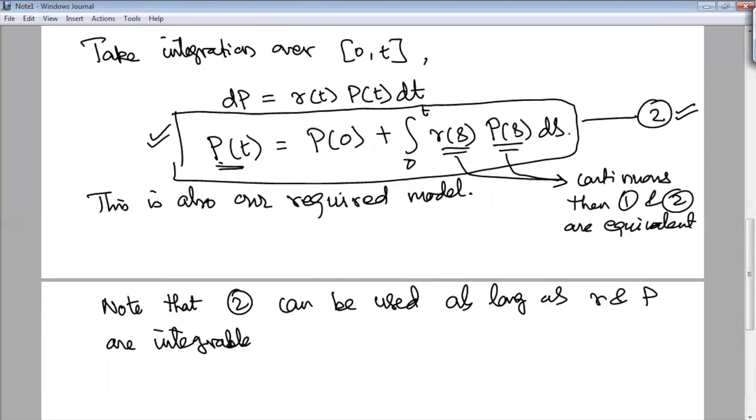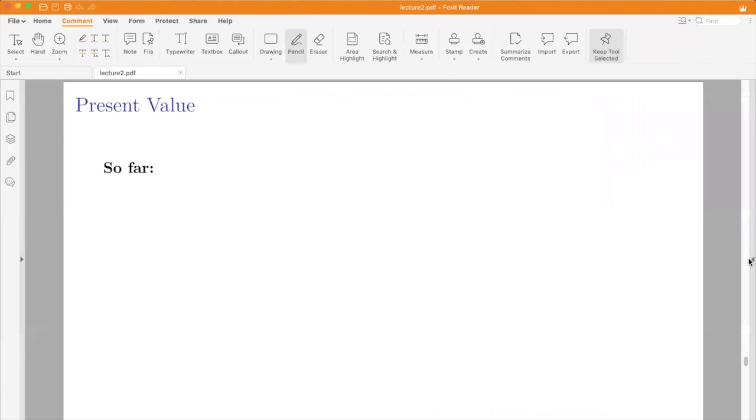So this completes our discussion on interest rates. Next topic is present values. What is meant by present value? So far, what we have done is, for a given principal, that is the initial payment P naught, we have derived a model for the maturity value, that is P of T. Of course, we are also given the interest rate, terminal time T, and the frequency N. Then we found the nominal value P of T.